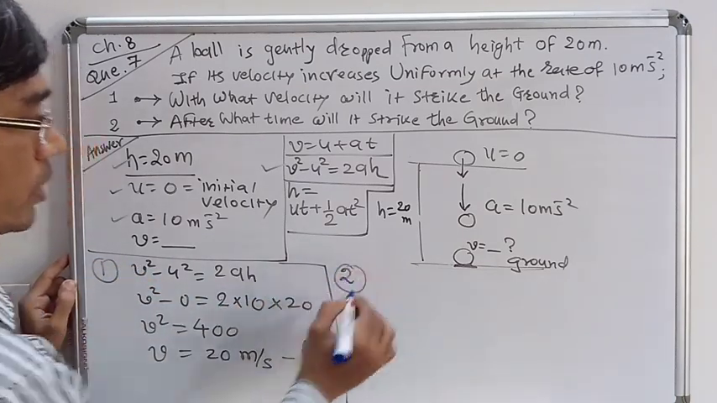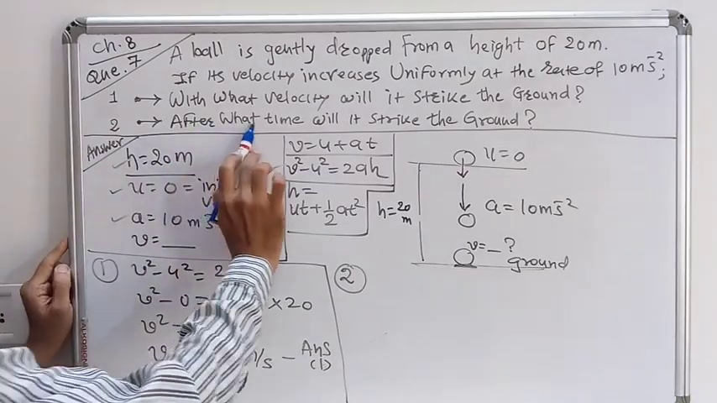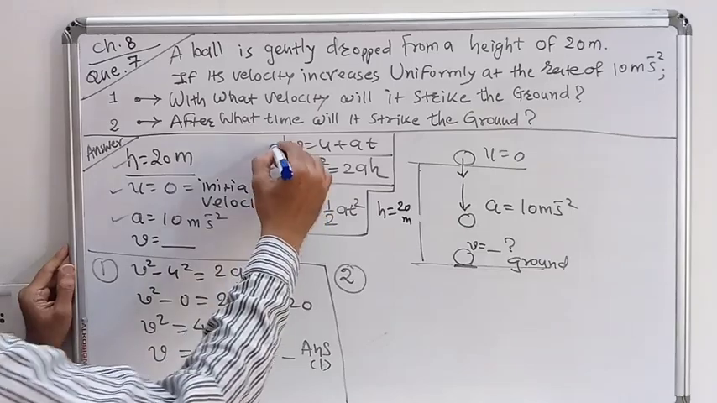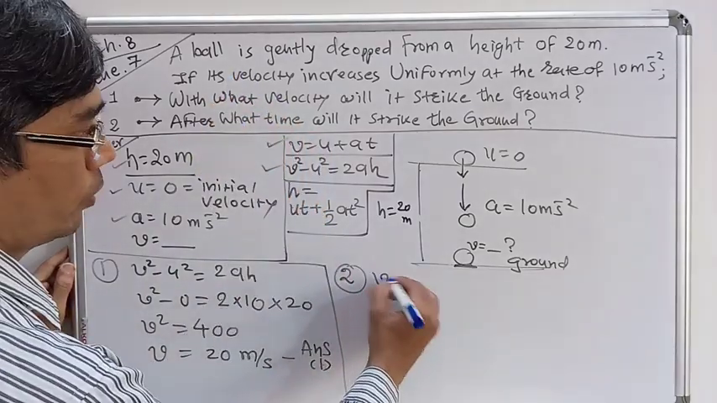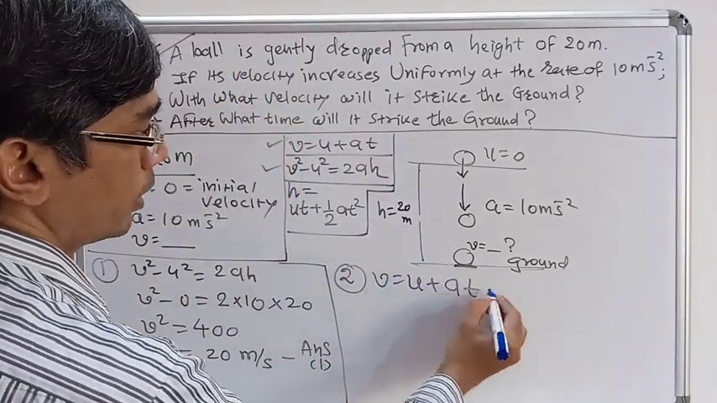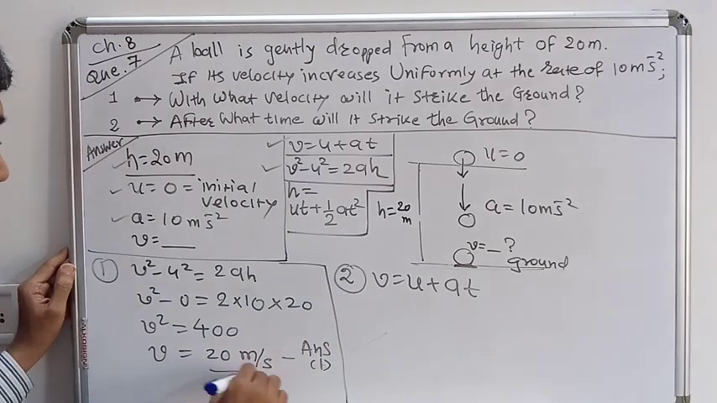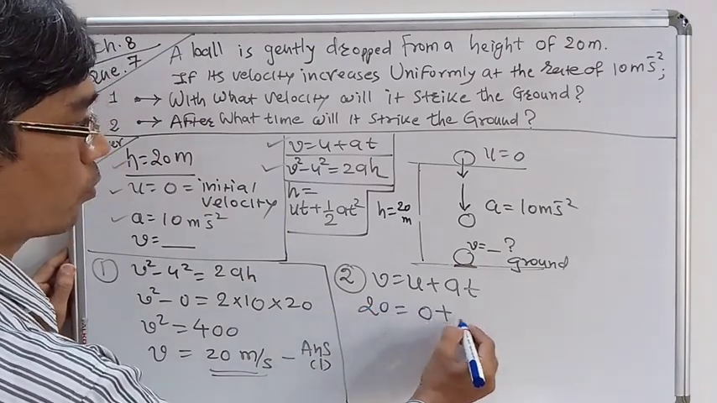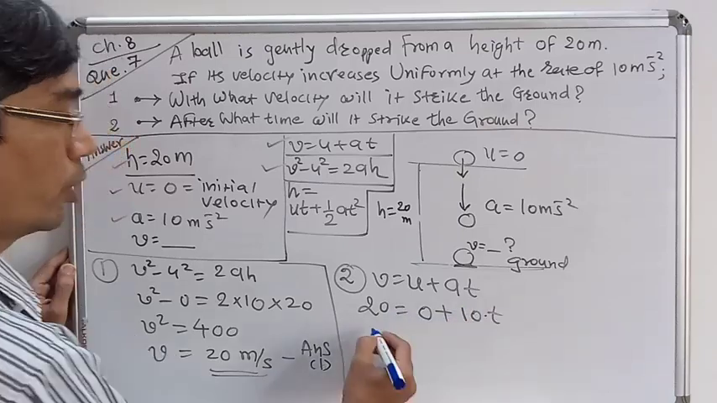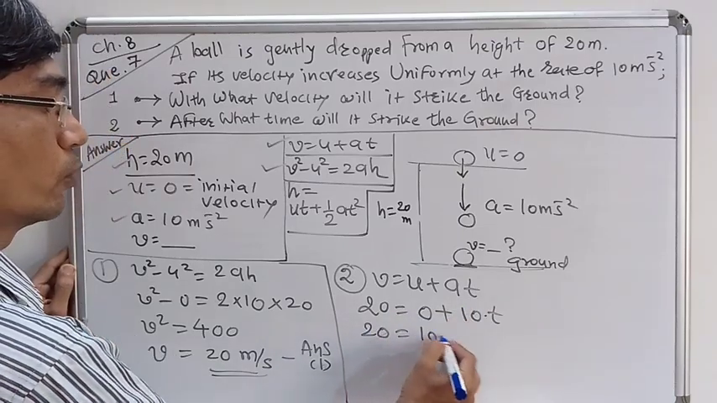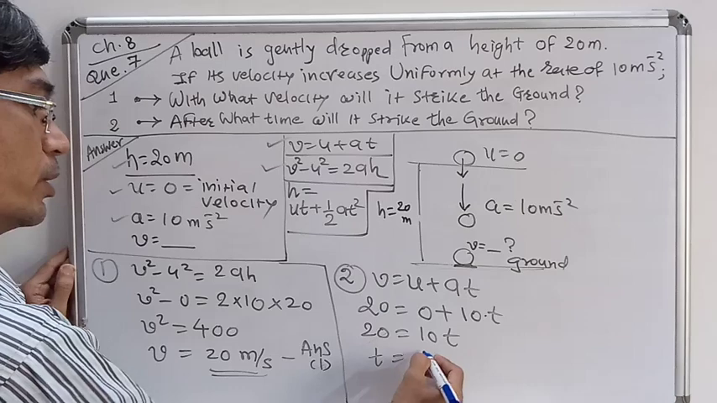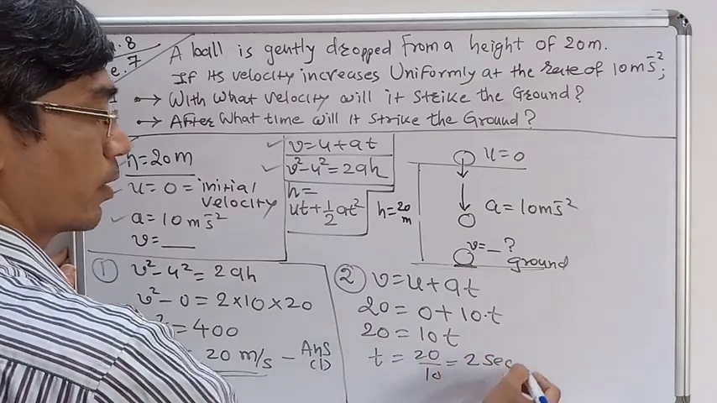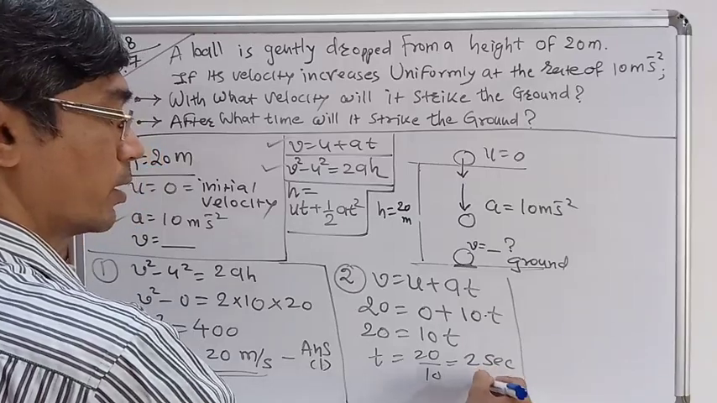Now second answer, after what time will it strike the ground? So we can use the first equation now. V is equal to U plus AT. V we have found, 20 meter per second. 20 is equal to 0 plus 10 into t. So 20 is equal to 10 into t. So t is equal to 20 upon 10. So 2 seconds. This is the answer.